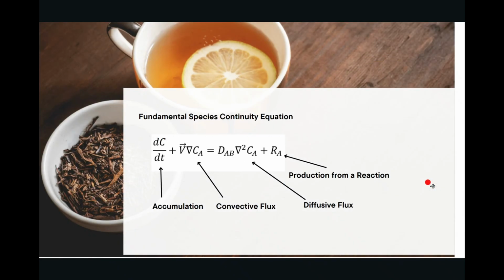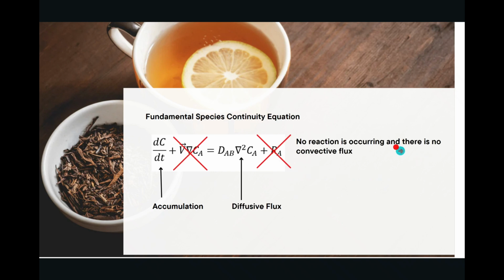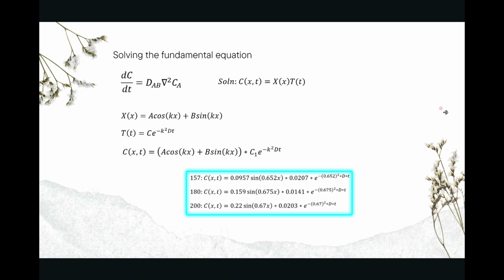To proceed, we had to start with the shell balance, or fundamental species continuity equation. Since we're not stirring the tea with a spoon, there's no convective flux, and because there's no reaction, the equation further simplifies. The result is a partial differential equation with both a temporal and spatial solution.